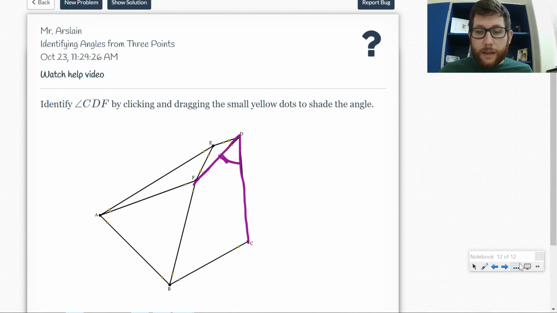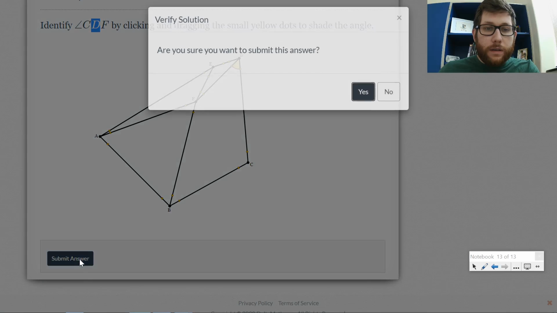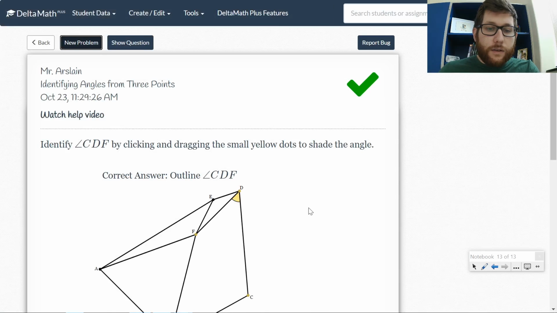So let's clear this off here. So when we talk about CDF, we're looking at the middle letter. That's my vertex, and C and F tell me which lines to go down. So to answer this, I'm going to pick a line on CD and move it to CF or DF, or go on from DF and go to DC. Notice how I've highlighted that angle right there. All right, and let's check our answer. That looks good. So let's go to our next problem.